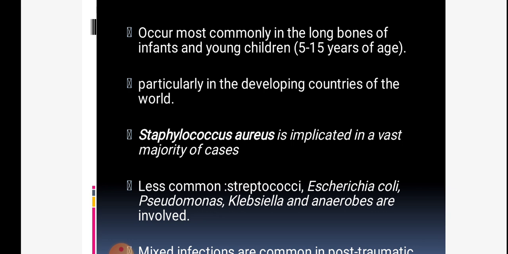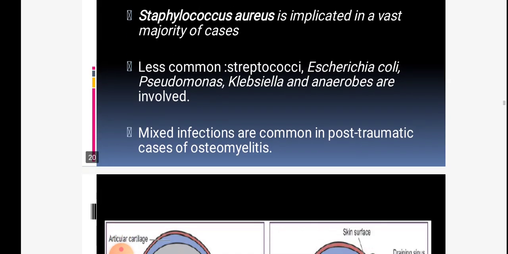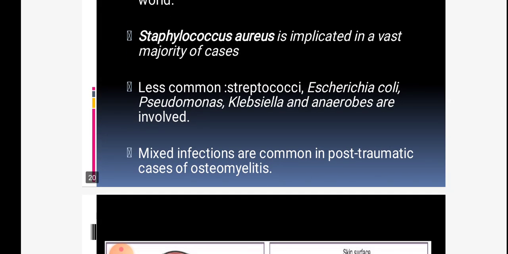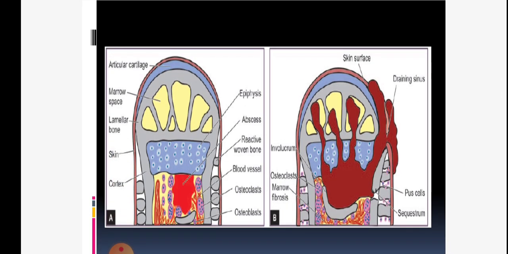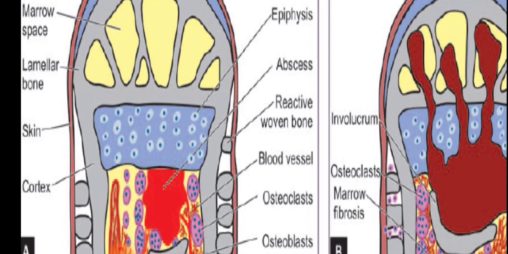Less common causative agents are Streptococci, E. coli, Pseudomonas, Klebsiella. So all these gram-negative organisms can also cause it. Mixed infections are seen especially in post-traumatic cases of osteomyelitis. So this is how sinus tract formation occurs in these particular cases.